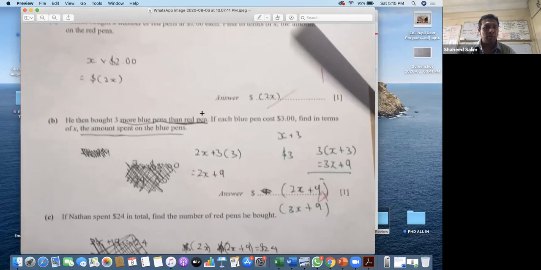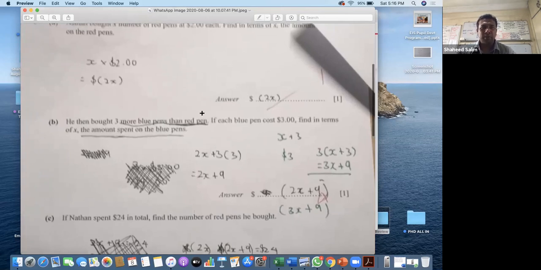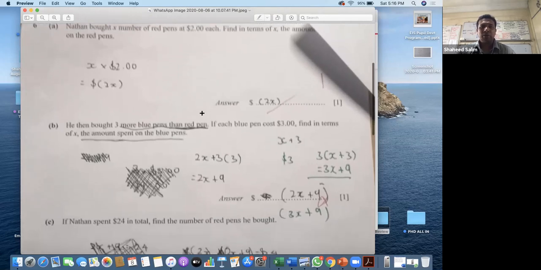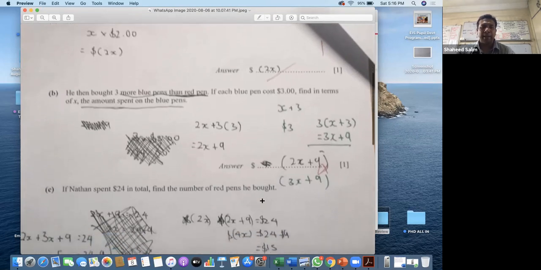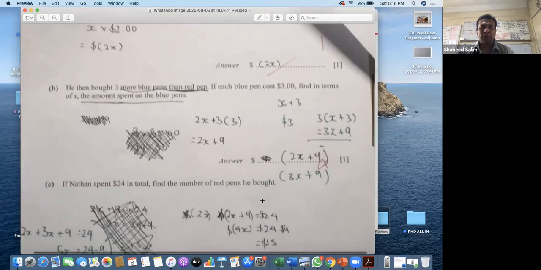Now we move on to the next one. He then bought 3 more blue pens than red pens. Okay, so he bought X red pens, so he bought X plus 3. Okay, down here, X plus 3 is correct. This is the number of blue pens. Each blue pen costs $3, so 3 times that, this one is correct. 3X plus 9 is correct. Then they say if Nathan spent $24 in total, find the number of red pens he bought.